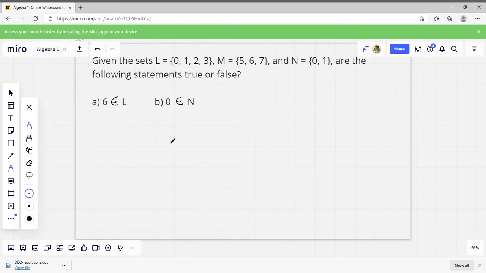Next part, same thing. Given these sets, are the following statements true or false? 6 is a member of L. So I'm going to find L. Does it have a 6? No, it does not, so that one is false. 0 is a member of N. N does have a 0 in it. It's right there. All right, so that one is true.